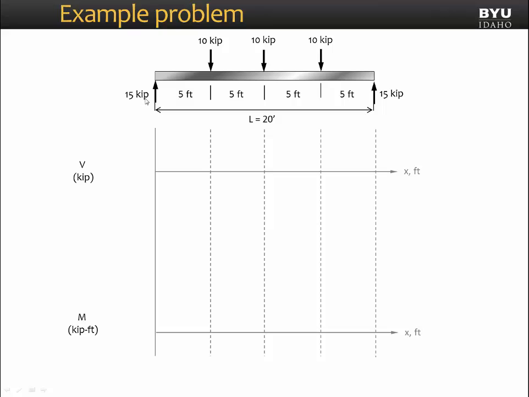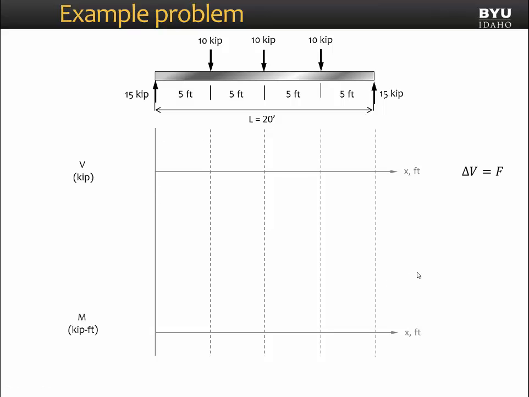The first step is to find the reaction forces, which I have already done. Because it's a symmetrical beam, the reaction forces are symmetrical, and they're equal to 15 kips each. Summing the forces in the y direction, we see we have 30 kips pointing upward, 30 down. We're balanced. The next step is to draw the shear diagram directly from the free body diagram.